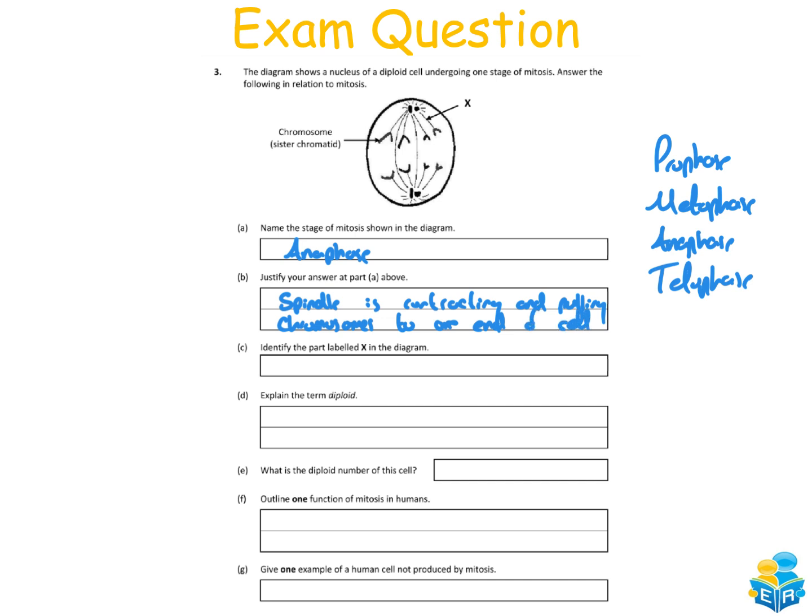Identify the part labelled X in the diagram. That's the spindle fibre. Explain the term diploid. So we had the terms haploid and diploid earlier on. Haploid was containing one set of chromosomes. Diploid was containing 2 sets of chromosomes. What is the diploid number of this cell? So that's 4. Outline one function of mitosis in humans. So why do our cells need to undergo mitosis? You can say growth or repair.